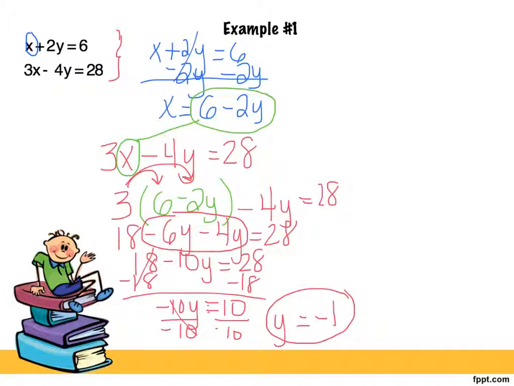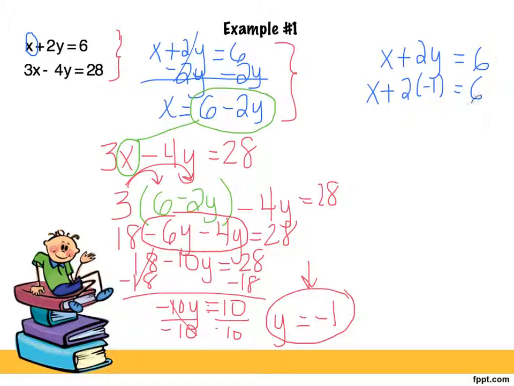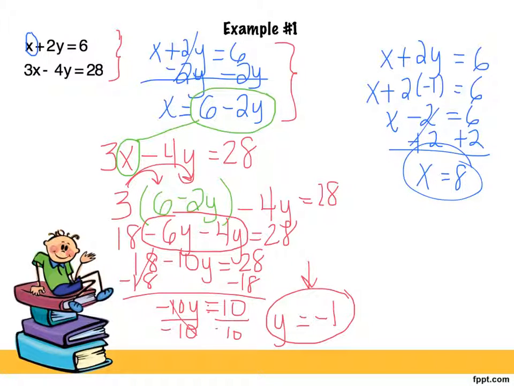Okay, so now we've done it. The only thing that's different from this to our previous lessons is this piece right here, rearranging so that the x or the y variable is alone. And now that we have y equal to negative 1, we go into either equation. I'm going to pick x plus 2y because that seems the easiest for me. And I'm going to substitute negative 1 into the y. x plus 2 times negative 1 equals 6. x minus 2 equals 6. Add 2 to both sides. So we get x equals 8. So our coordinate, or our answer, is 8, negative 1.